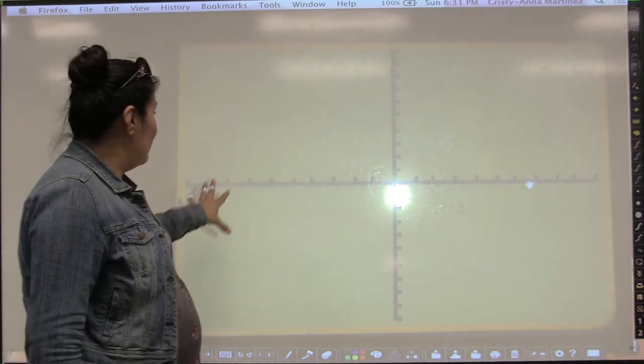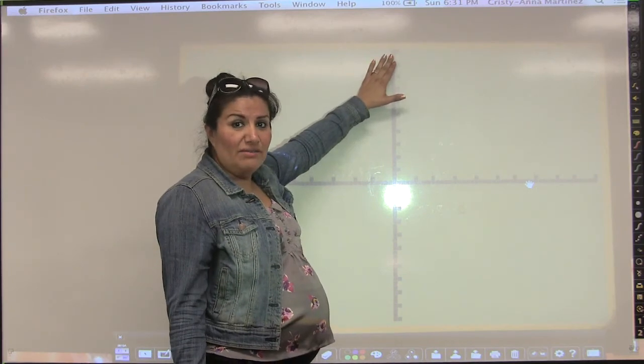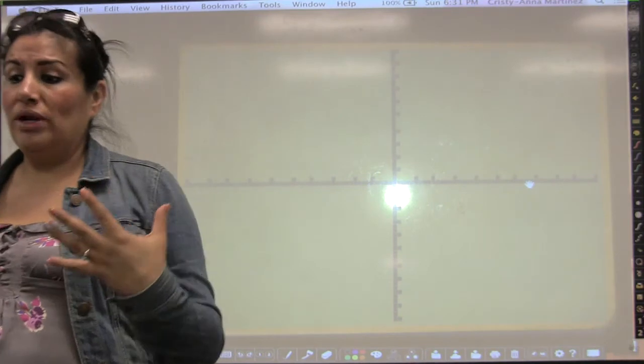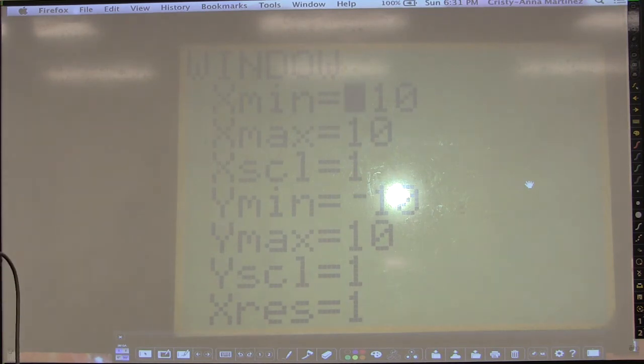And so all we can see here is from -10 to +10. So 179 is way up there somewhere. So what we have to do is adjust our window. So I'm going to tell you right now, what you want to do is go back to the window button. And so you should have a screen like this when you find the window button.